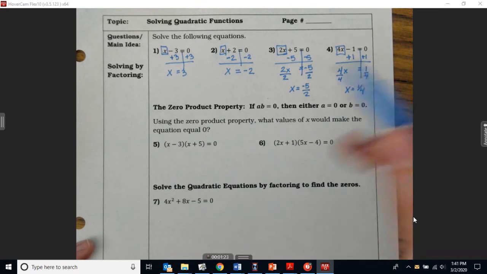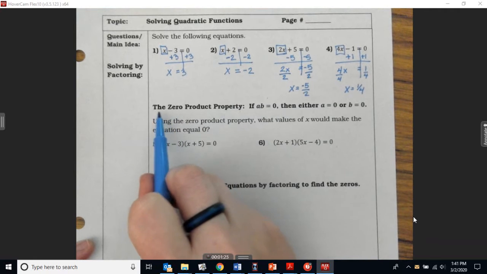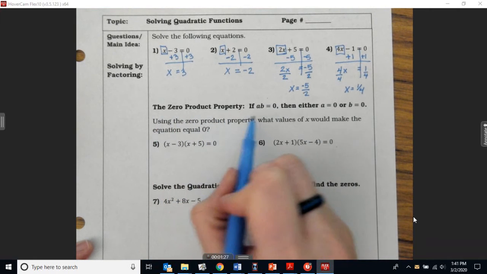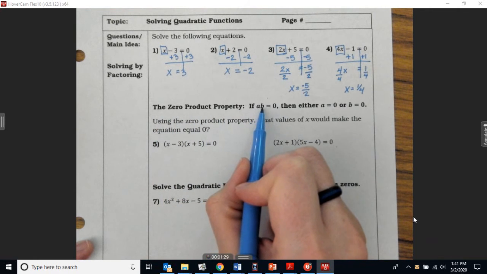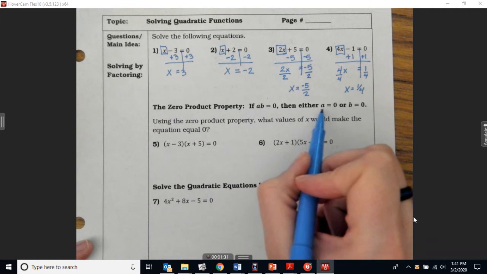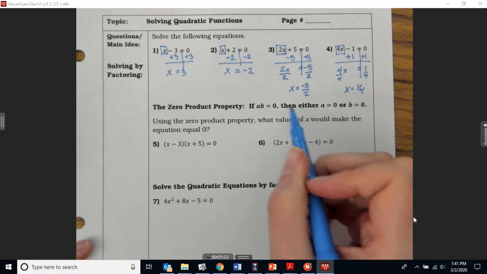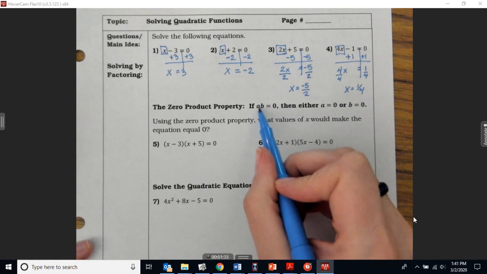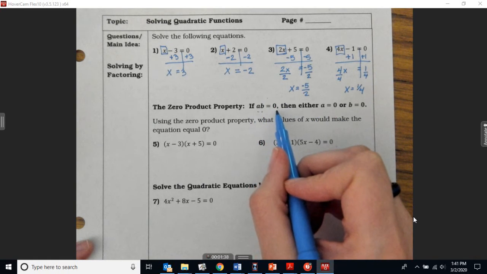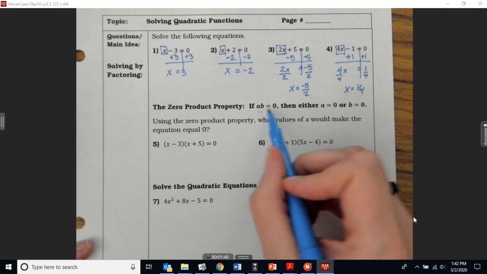So this property is what we need, the zero product property. It says that if a times b equals 0, then either a equals 0 or b equals 0. So basically it's saying that if you are multiplying two things together, and you get an answer of 0, then one of those things had to be 0.